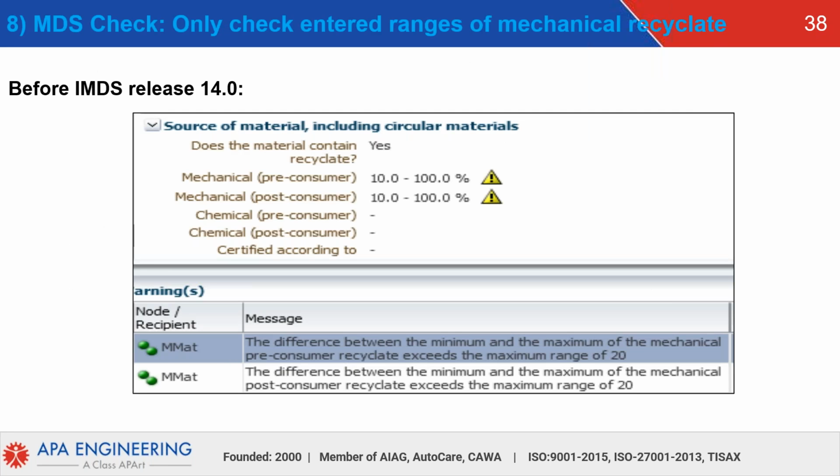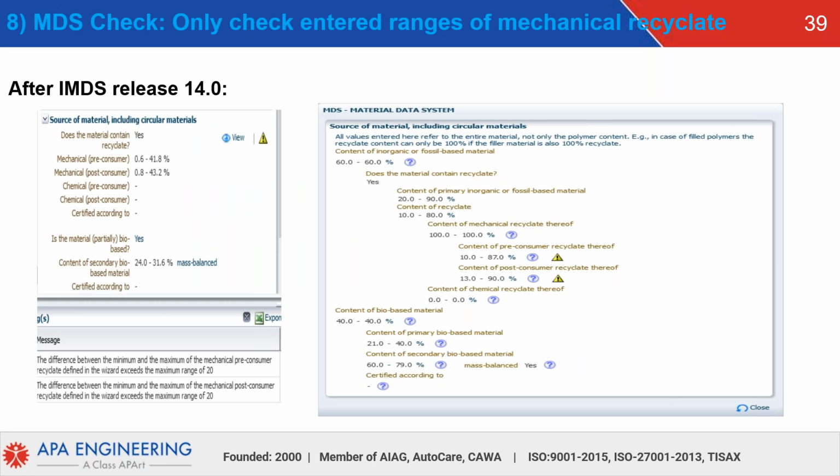So before the 14.0 release, that particular data was taken as a whole. If that exceeded 20% as a whole, it would show a warning message. Once the 14.0 release gets updated, it will not take that percentage as a whole. Instead, it will show the content of pre-consumer and post-consumer and the individual data itself, and thereby it shows a warning at the individual tabs. These are the updates which are going to happen with this 14.3 release, which is going to happen in March this year.